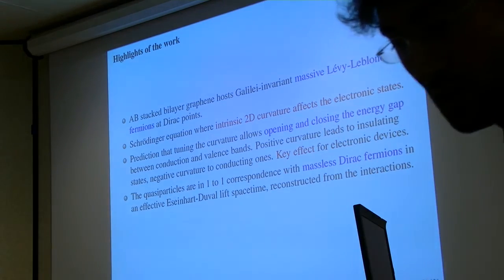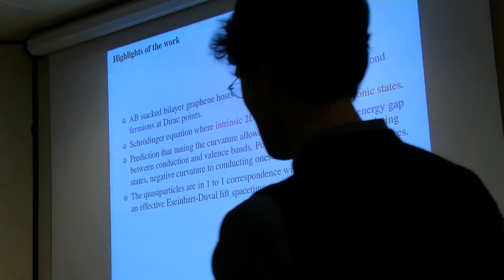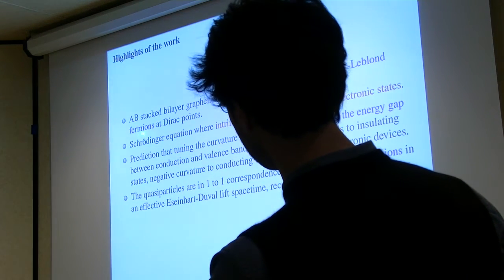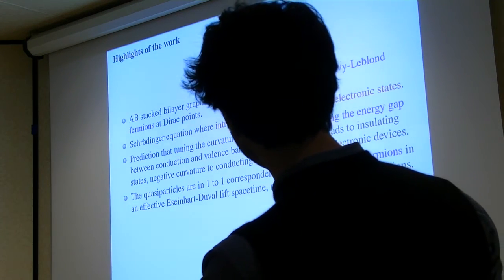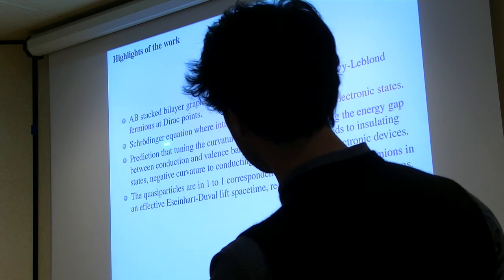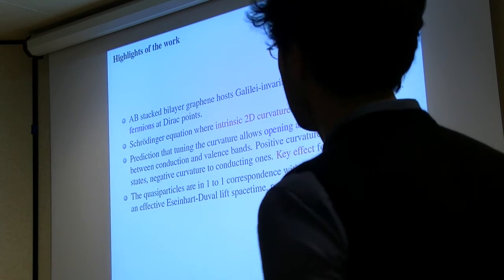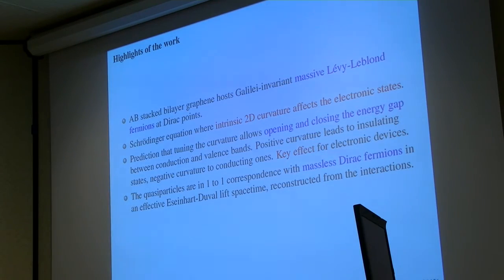So this is just a slide with the highlights of the work, reminding you about massive Lévy-Leblond fermions in bilayer graphene. They're there. And we have the Schrödinger equation with intrinsic curvature affecting the electronic states. These are the main points I'd like to stress. So I would like to thank you for your attention.